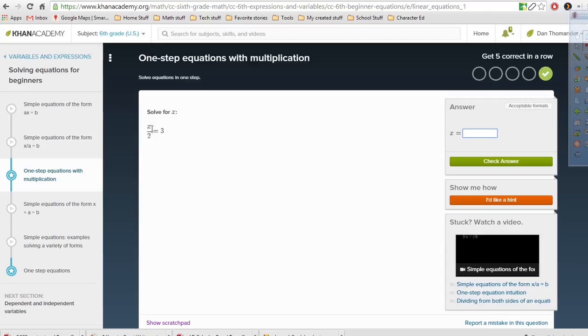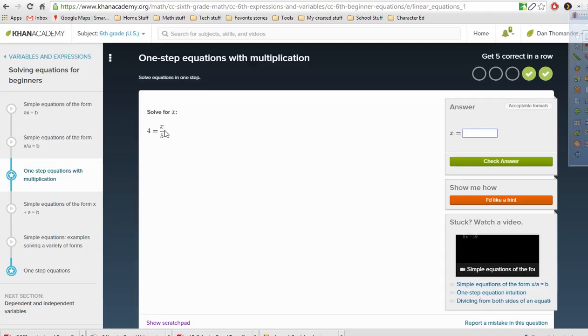This one I won't even bother to do the 3 things, but what is it that's happening to x? It's division, dividing by 2. What is the reverse operation of dividing by 2? Multiply by 2. Multiply both sides by 2 to keep it balanced. They'll cancel. So this cancels, and 3 times 2 is 6.